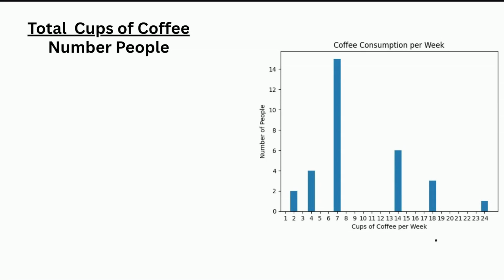How do we calculate mean from this graph?